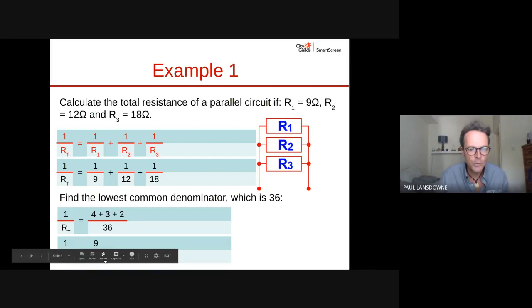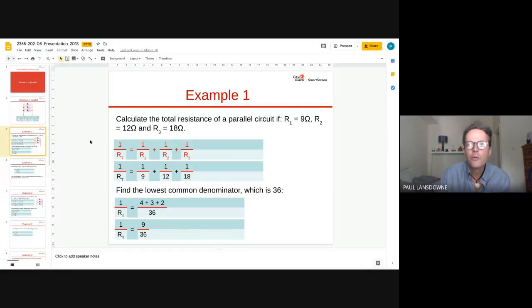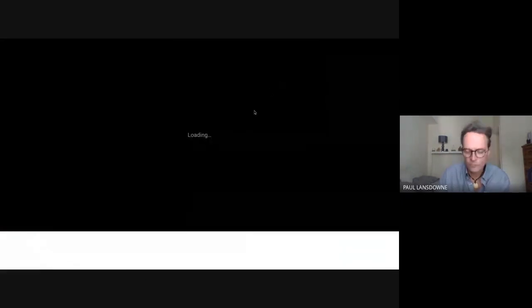I can just get my little pointer here, if I like. I hit the wrong button there. That was not what I meant to do. Chromebooks aren't as good as a PowerPoint presentation.